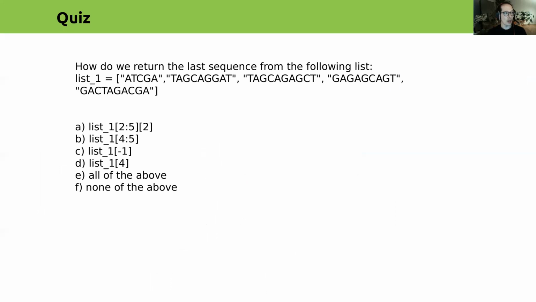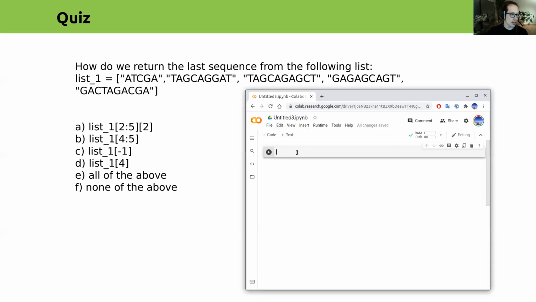So quiz question. How do we return the last sequence from the following list? So this is just a bit of review. So we have this list here of 5 DNA sequence strings. And let's look at this. So, and we can make, for example, something similar. Let's just make these a bit shorter for our own convenience. 1, 2, 3, 4. Let's do one more.